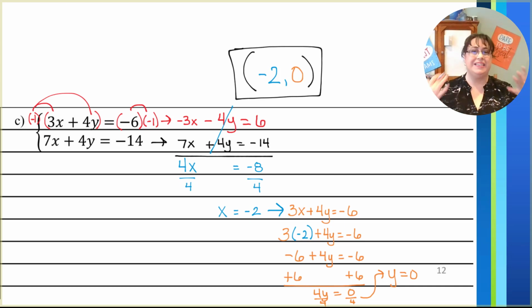So remember, what does that mean? That means that these two lines are going to cross at -2, 0. And that is the solution. So now you've gone over 3 different problems on how to solve systems of equations by elimination. Really, the only thing that makes this different than solving systems of equations by substitution is that very first step, and then you follow the same procedure.